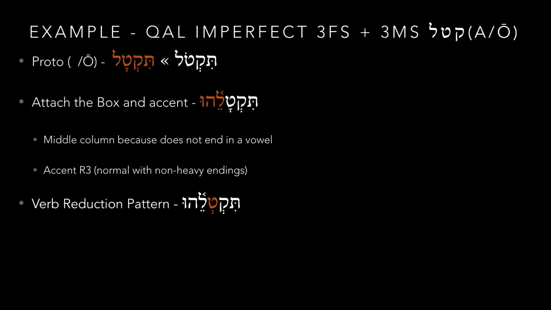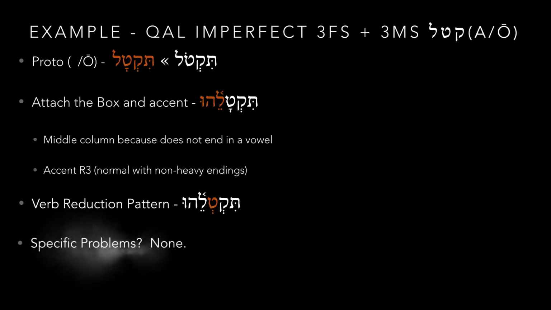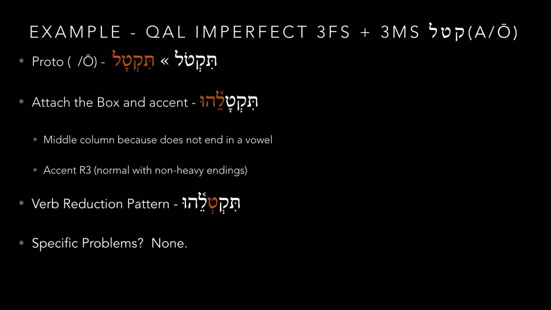We are going to reduce the R2, so you can see there the orange tet with the vowel reduced. We went from a Comet Satuf short vowel to a vocal schwa. Any specific problems in this case? There are none, and so there's our answer. Okay, so good quick review there.